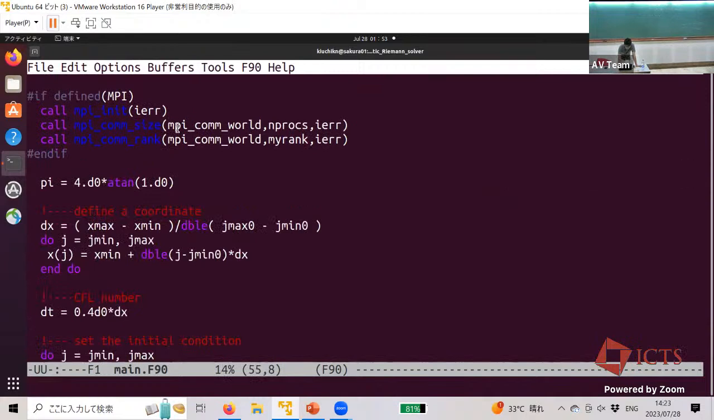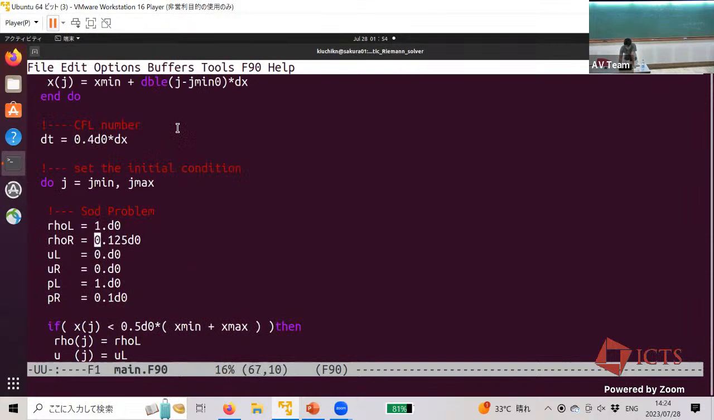First, you define the coordinate by defining the delta x, the width of the grid resolution. With this grid resolution, you can define the coordinate x. And this gives you the time step delta t. Normally, this is a CFL number times delta x, and the CFL number should be between 0 and 1. In this example, I put 0.4, but you may change it to 0.8 or 0.9. If you specify a value greater than 1, you may have numerical instability according to the CFL, von Neumann analysis.